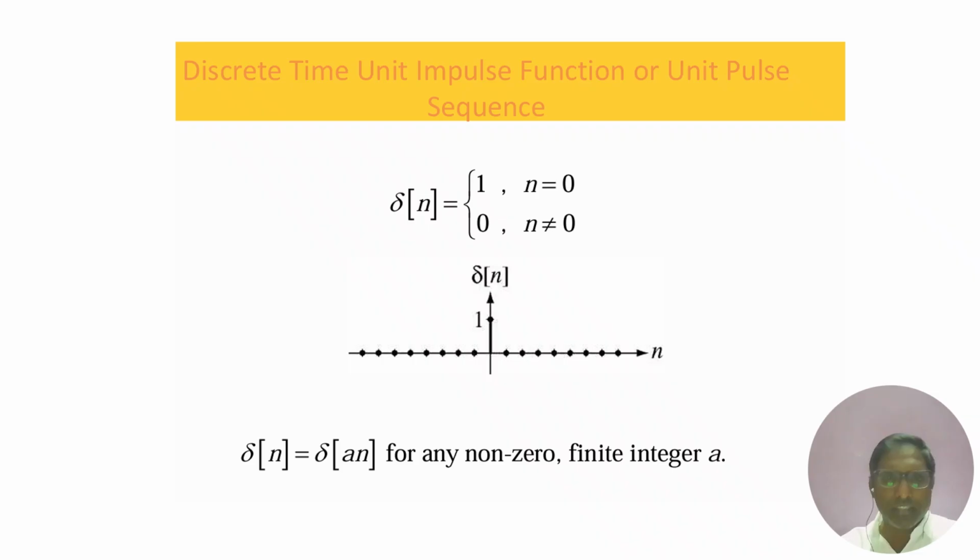Next thing is the discrete time unit impulse function or unit pulse sequence. Here the unit impulse function we can call del of n. Therefore del of n equal to 1 when n equal to 0, and del of n equal to 0 when n is not equal to 0. If n is 0, then only we can obtain del of n. In other values we cannot get it, because it becomes 0. That is, del of n equals del of an for any non-zero finite integer a.